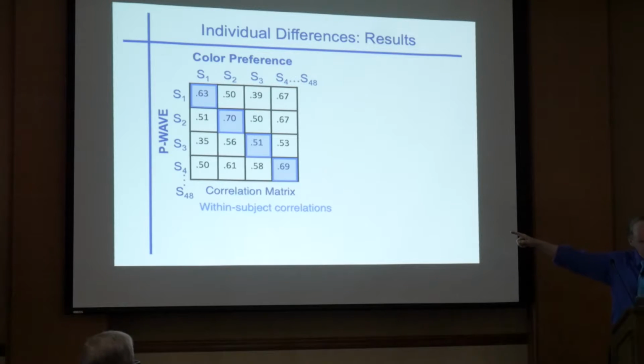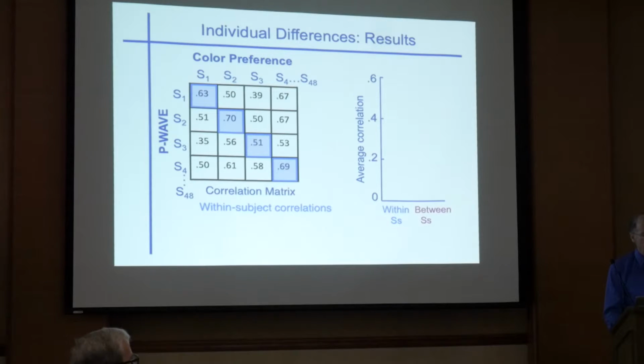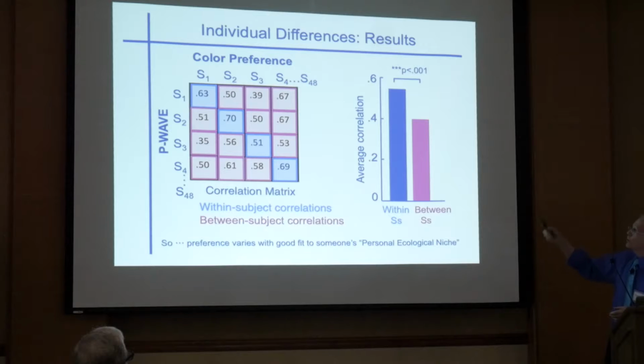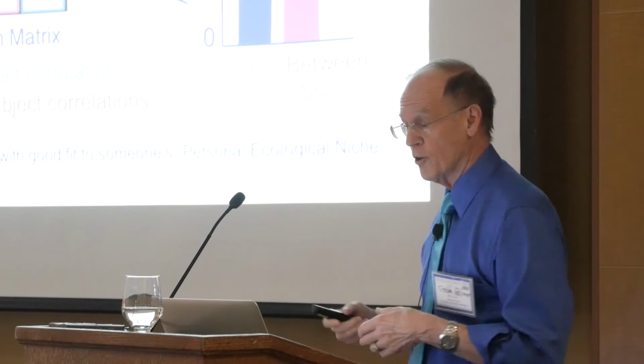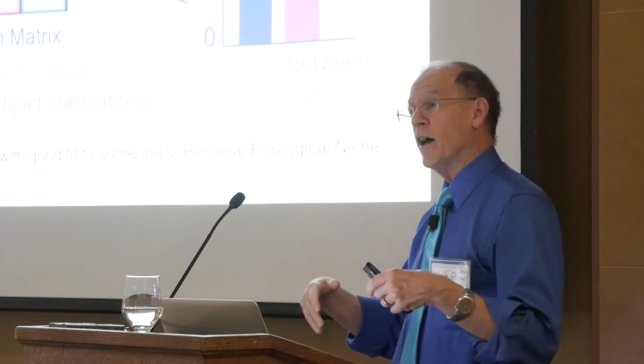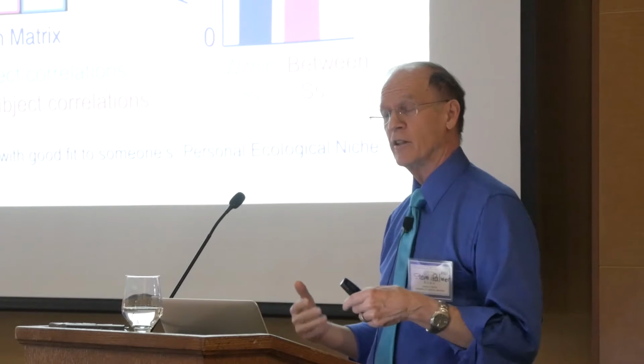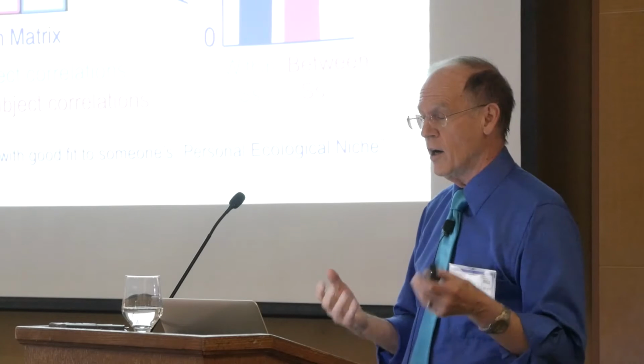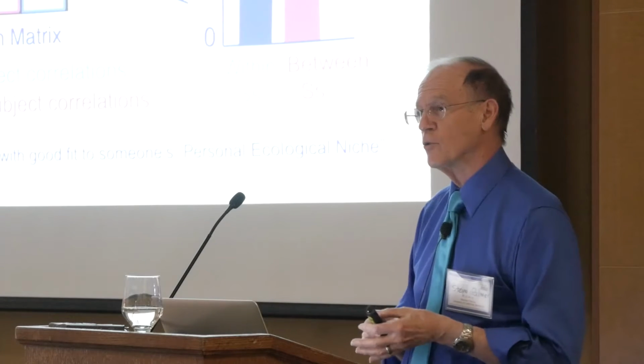The main diagonal corresponds to the within-subject preference correlations, and the others correspond to the between-subject preferences. And you find out that there's a pretty big difference between the correlation for people's own wave versus other people's wave. So this is showing that this ecological valence theory is not only accounting for average color preferences, it's accounting for a reasonable amount of individual color preferences.